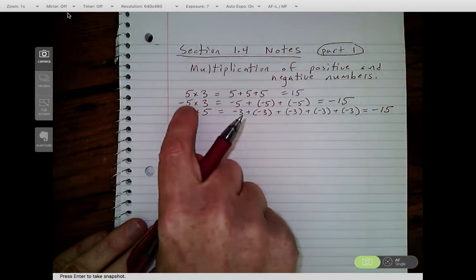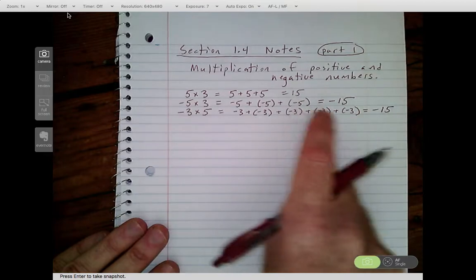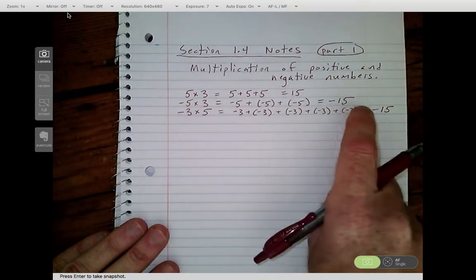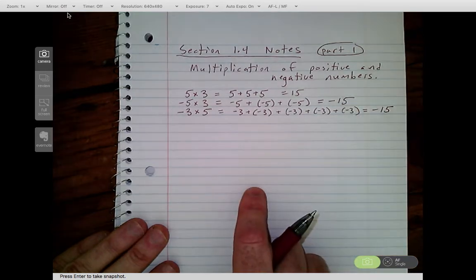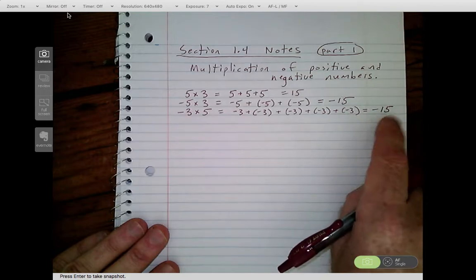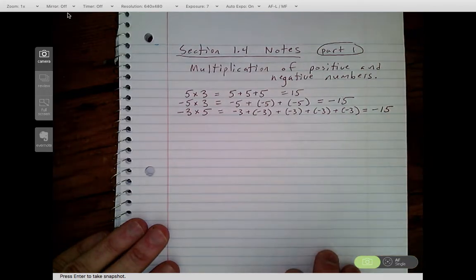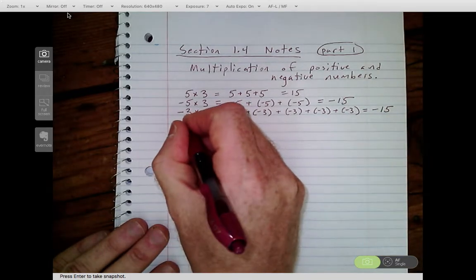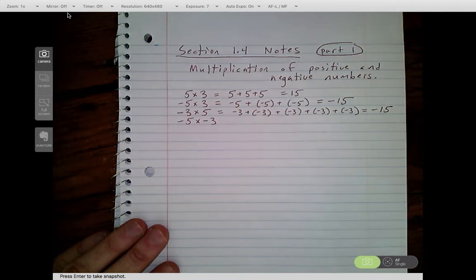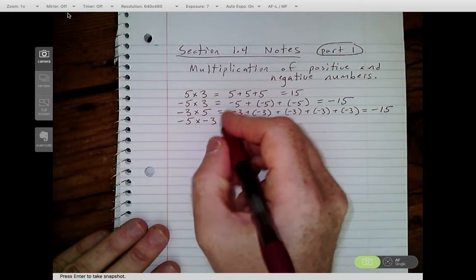Okay, so this one, right, what you've always done, 5 times 3 is 15. Here, if we have a negative 5 times a positive 3, we get negative 15. Likewise, a negative 3 times a positive 5 is negative 15. But what happens if we have negative 5 times negative 3? This is where it gets a little tricky. Okay, this is a little weird.